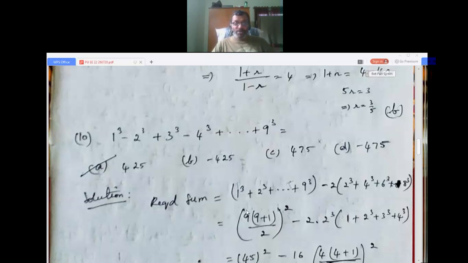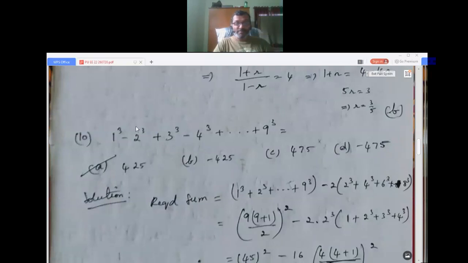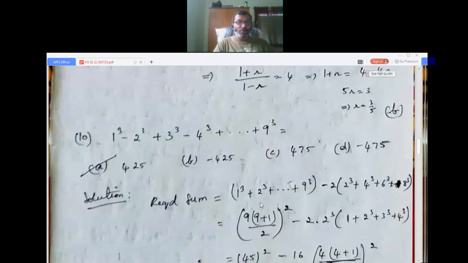Because suppose here plus 2 cubed minus 2 into 2 cubed, that will be minus 2 cubed. Similarly, plus 4 cubed minus 2 into 4 cubed, that will be minus 4 cubed. So this step and the given problem are the same. Just see it carefully. Okay, now I use the formula.